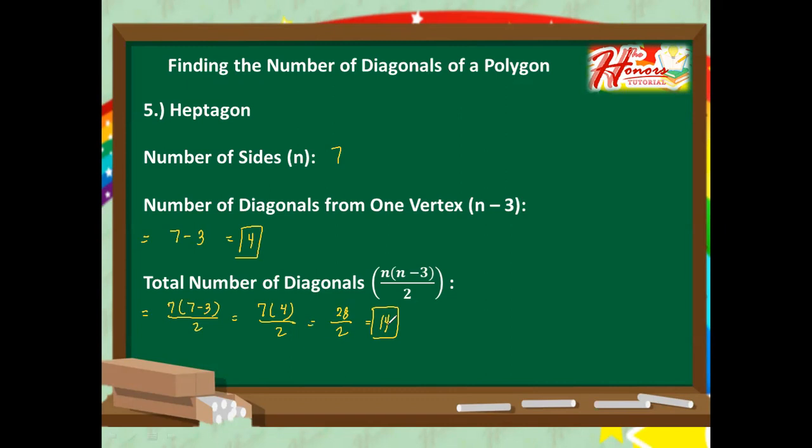So that's it for finding the number of diagonals of a polygon. Kindly use the formulas that are written in here.